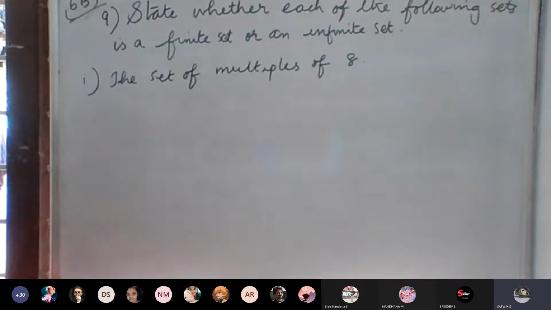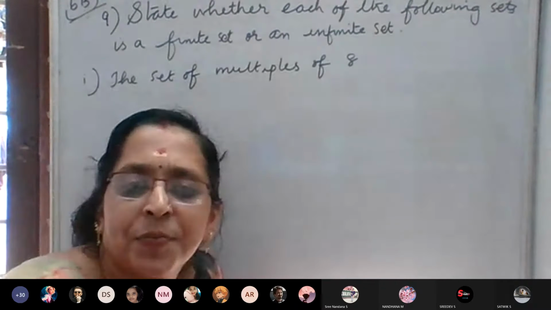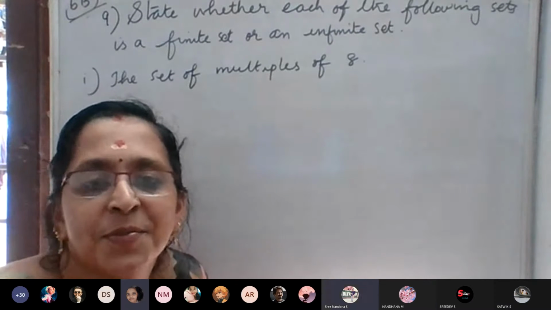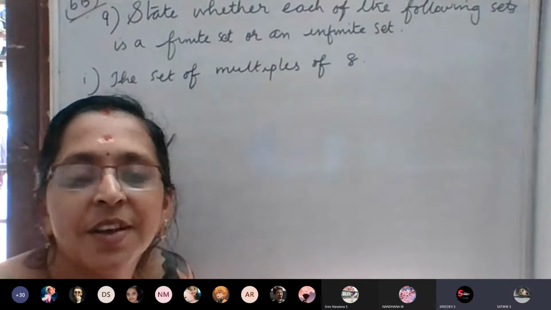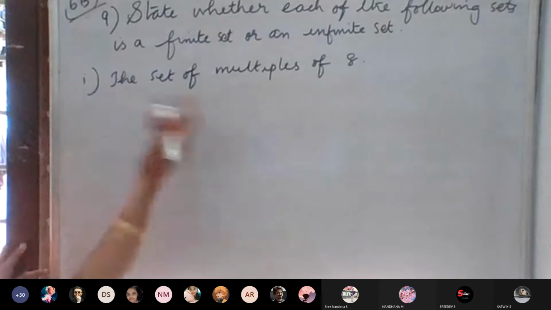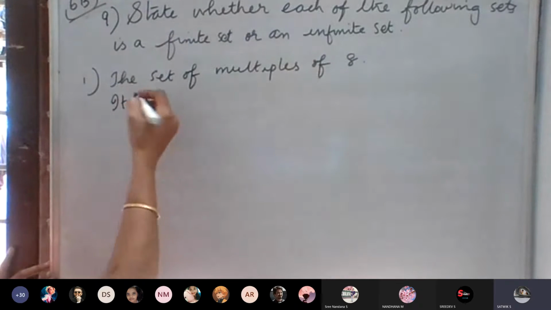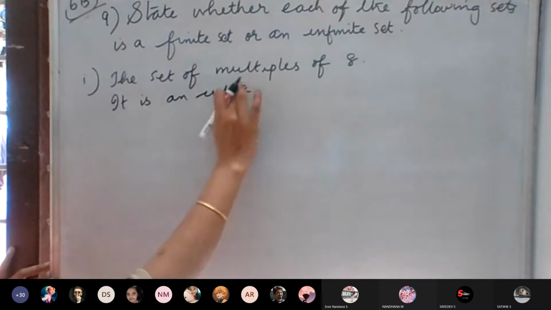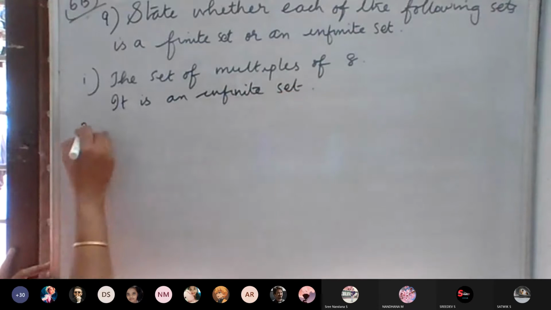It is an infinite set. 8, 16, 24, 32... again it will go on. Clearly, it is multiplication, so wherever it goes, it will be an infinite set. There is no ending. Clearly it is an infinite set.